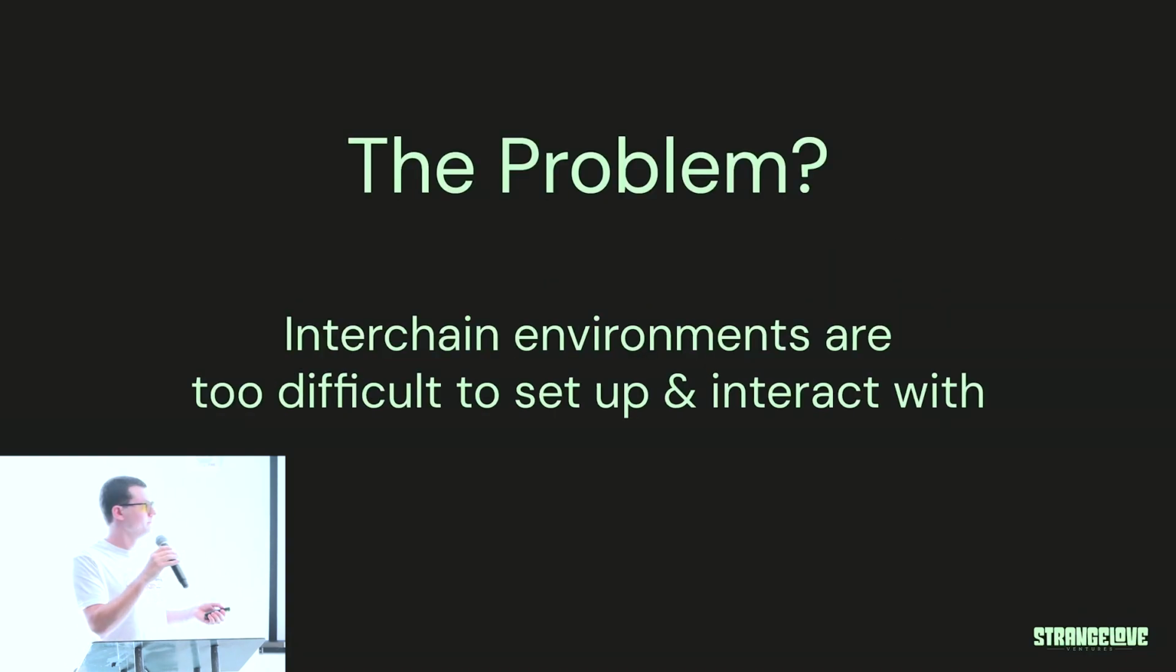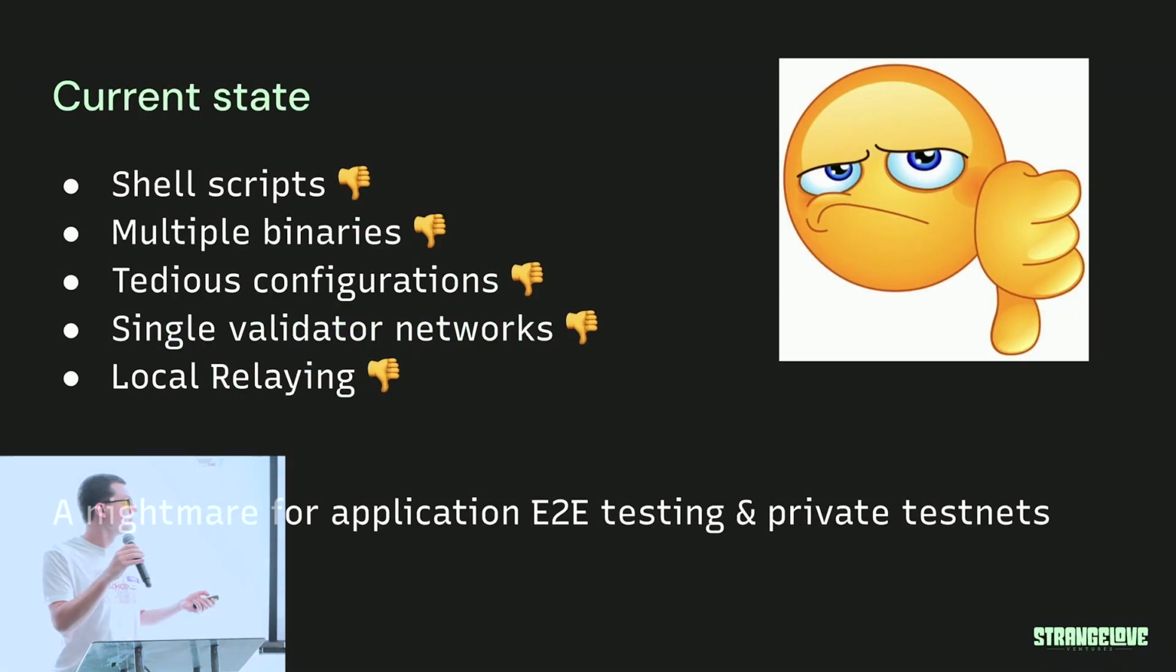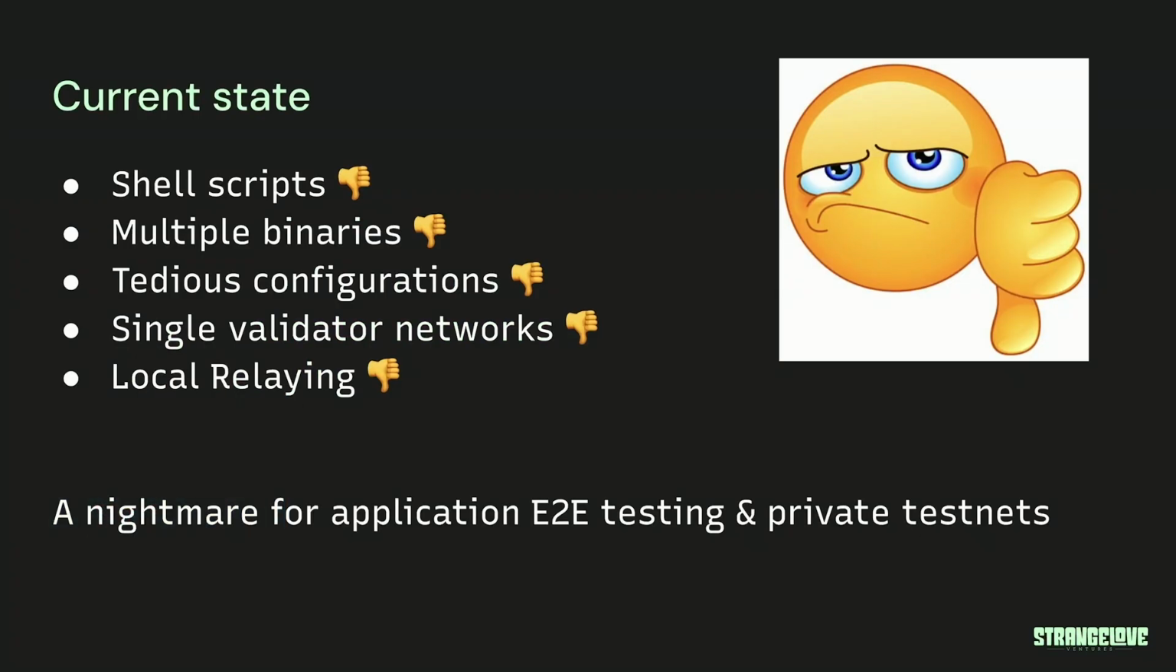So what's the problem? The interchain environments currently are too difficult to set up and interact with. We have a lot of bash scripting. This is a pain to deal with. It's so cumbersome. There is too much hassle in trying to figure out how to get these chains to connect together. And as coming into the ecosystem, you don't even know what you need to touch.